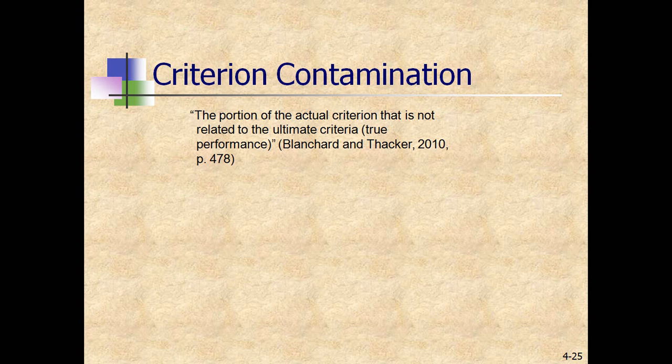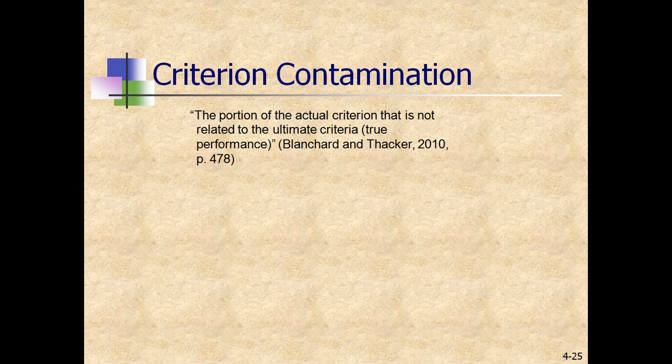Let's move on to criterion contamination. The analysis criteria define the standards upon which decisions can be made. If the criteria do not match true performance, then the analysis may suffer what we call criterion contamination.